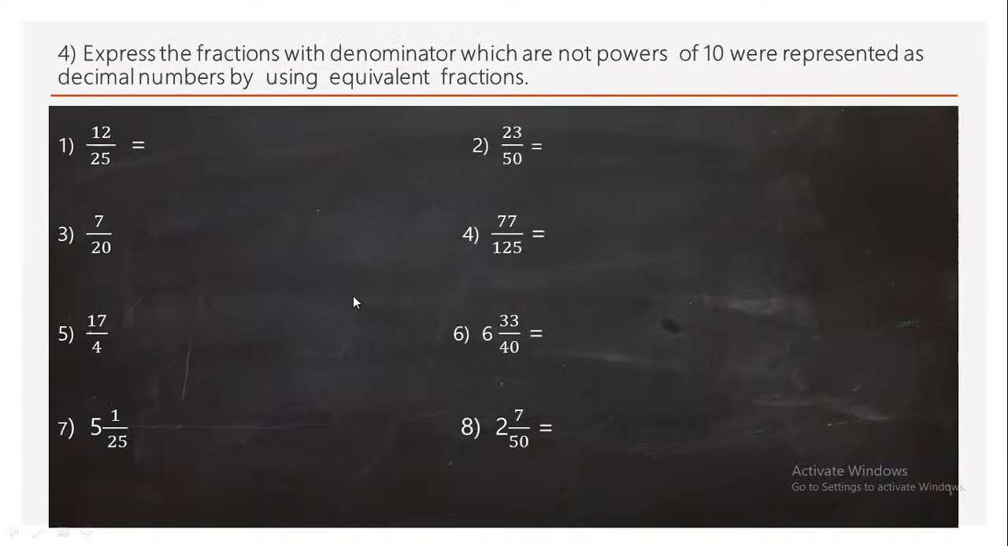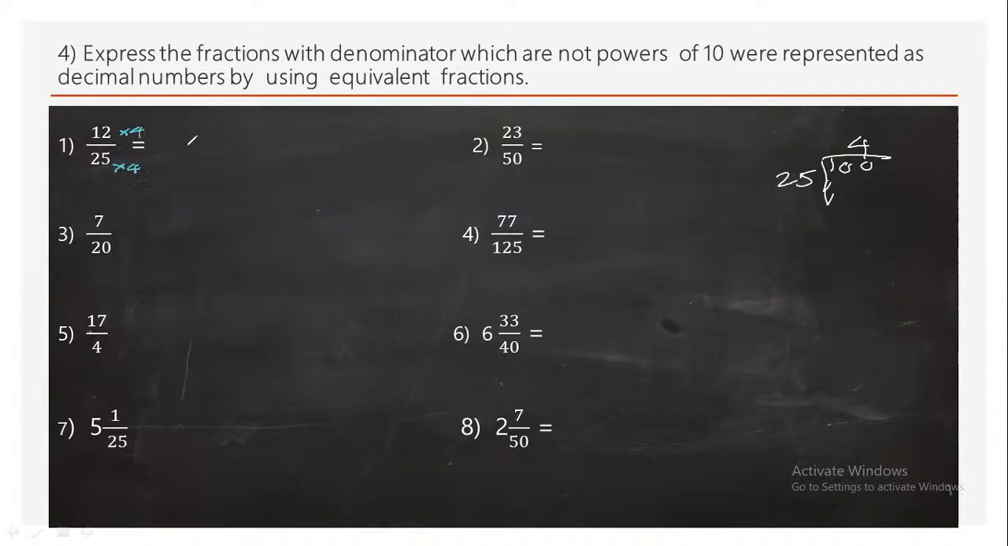Question number 4. Express the fractions with denominators which are not powers of 10 as decimal numbers by using equivalent fractions. So what do you have to do? You have to convert this denominator to a denominator of 100. That means equivalent fractions with denominator 100. So what you have to do is divide 100 by 25 and see by which number we have to multiply this denominator. 100, how many 25s are there? 4. Then multiply this by 4.